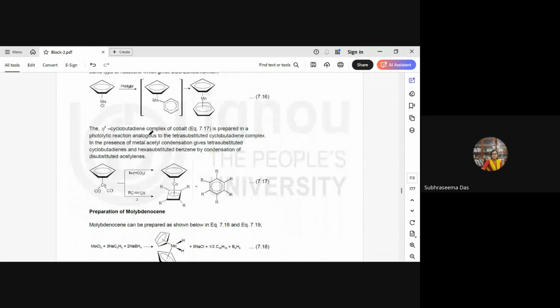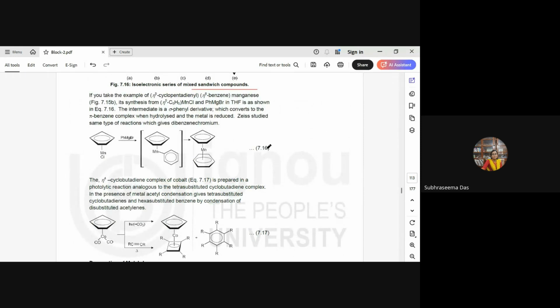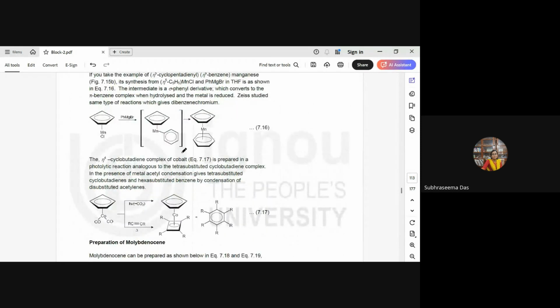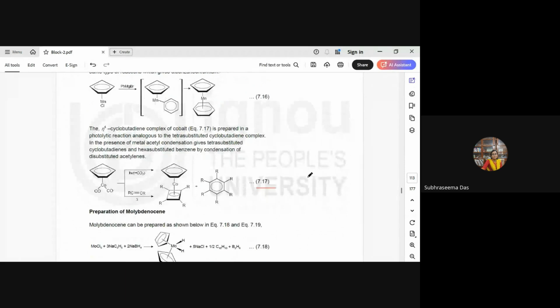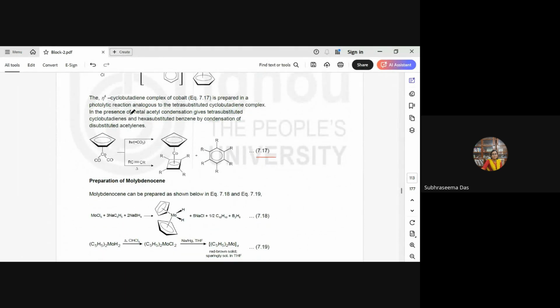The eta-4 cyclobutadiene complex, shown in equation 7.7, is prepared in a photolytic reaction that is analogous to the tetrasubstituted cyclobutadiene complex. So this is how different types of complexes, the mixed sandwich complexes, can be prepared.